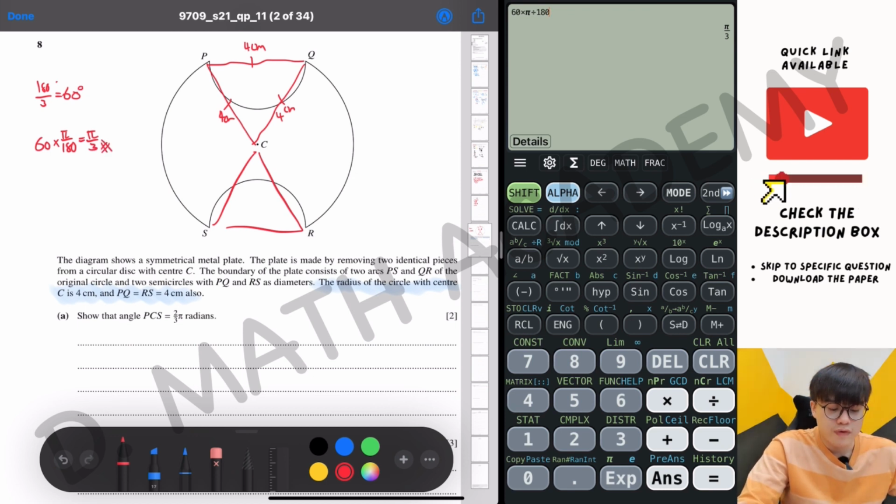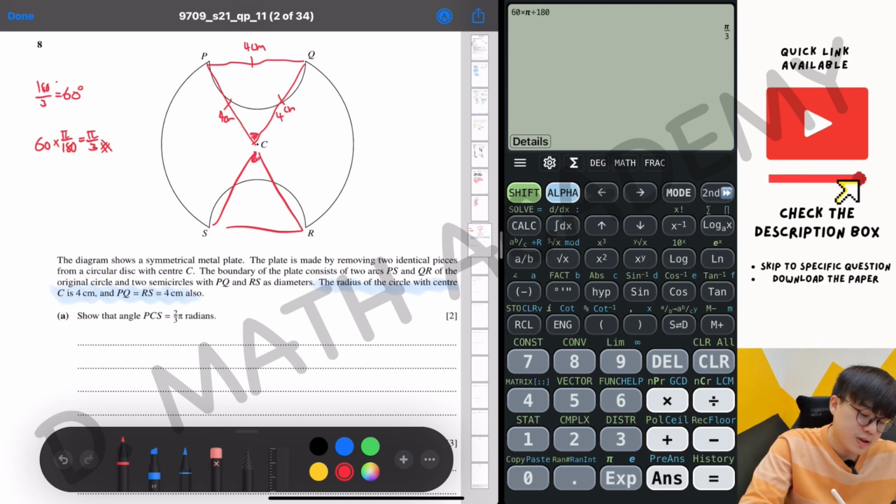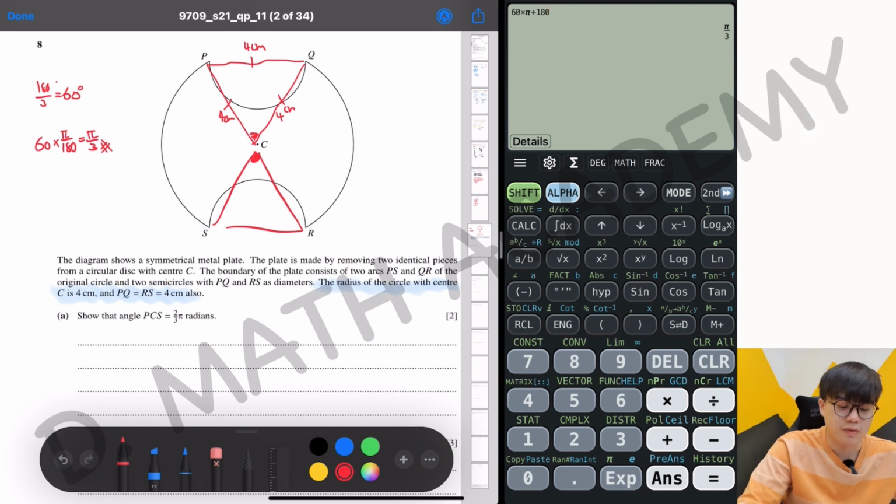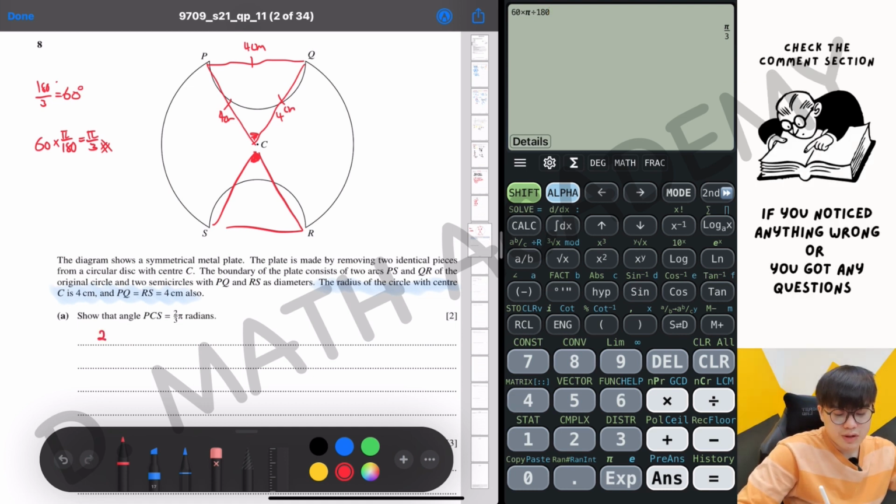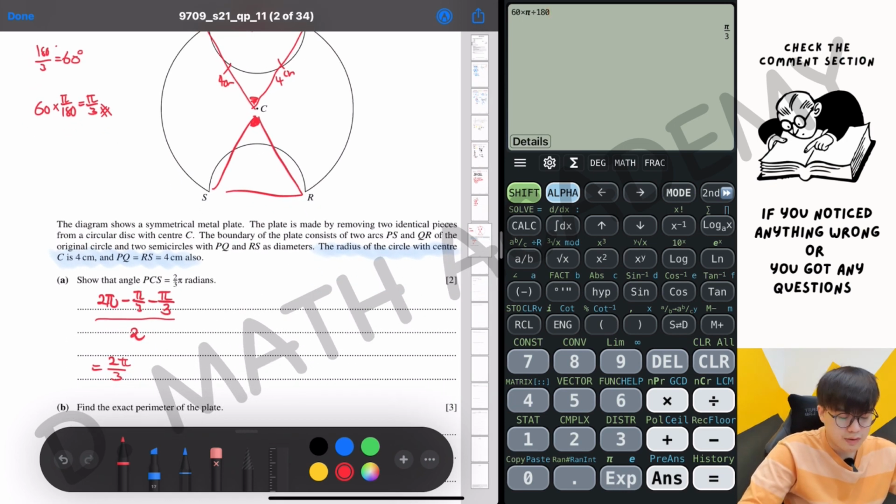So with this pi over 3 here, what you can do next is, these two values are pi over 3 already. A full circle is actually 2 pi. When you minus off pi over 3 and pi over 3 twice, divided by 2, then you will get 2 pi over 3. So this is what I would write down to show this.